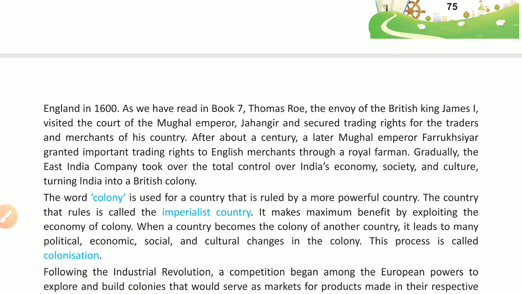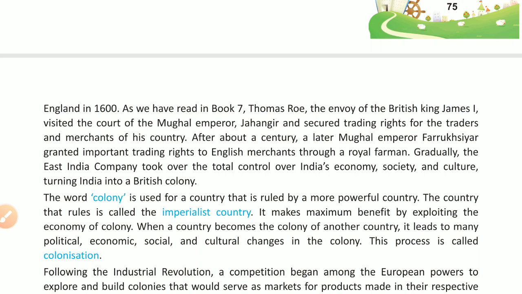And very interestingly, when the envoy of British King James I came to India, he had come with the aim of asking for trading rights, and Jahangir also gave him the trading rights. Okay, second line, third line, you see, after about a century, a later Mughal emperor Farrukh Shah granted important trading rights to English merchants through a royal firman.